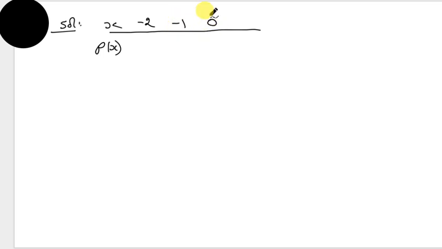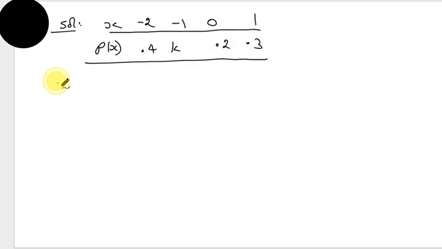So now let us first take our x value. We will make a note of it because we have moved on to the new slide. So we have x, we have p of x. My x runs from minus 2, minus 1, 0 and then 1. I have 0.4, I have k, I have 0.2, I have 0.3.